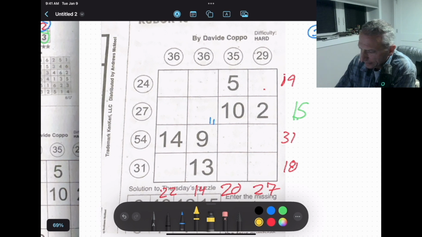Oh, I got the thing. If this is a 3 right here, right? If this is 3, well, what's this one going to be? This one is going to be 11, right? If this is 3, what's this going to be? This is going to be 12, okay?